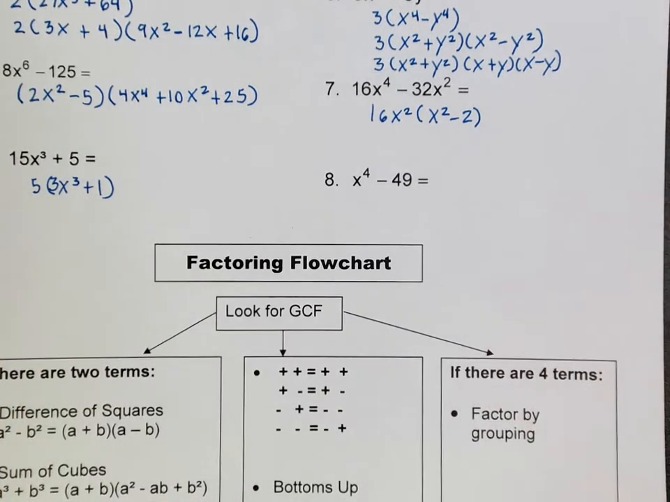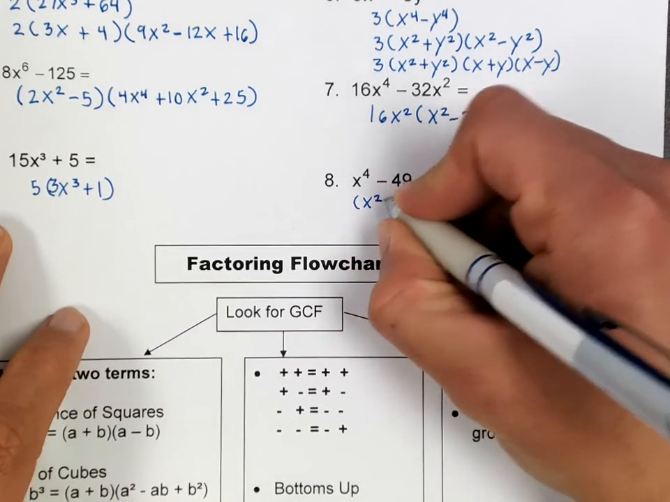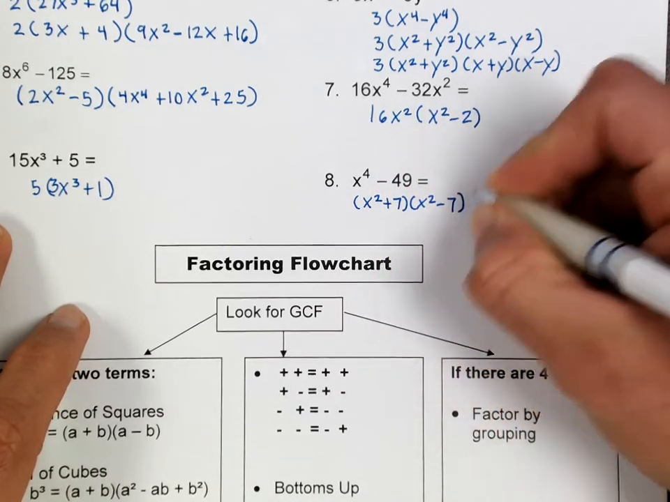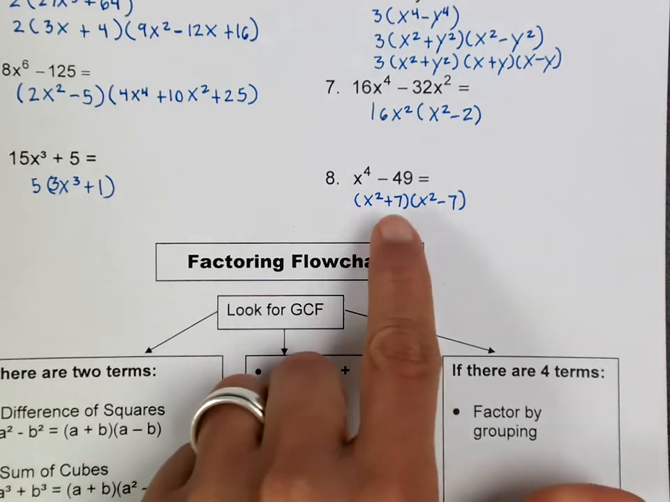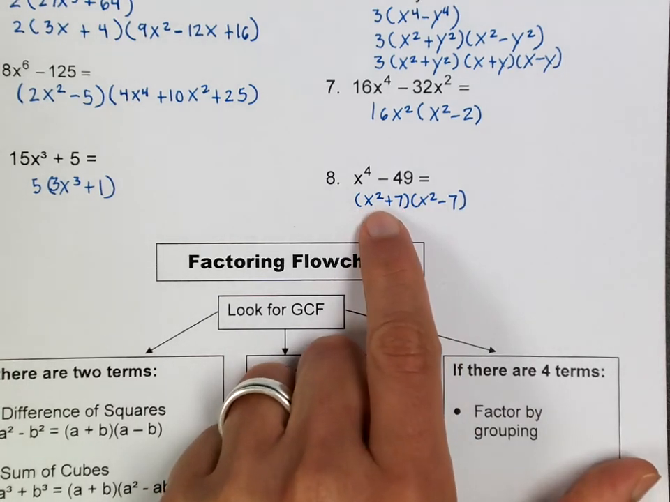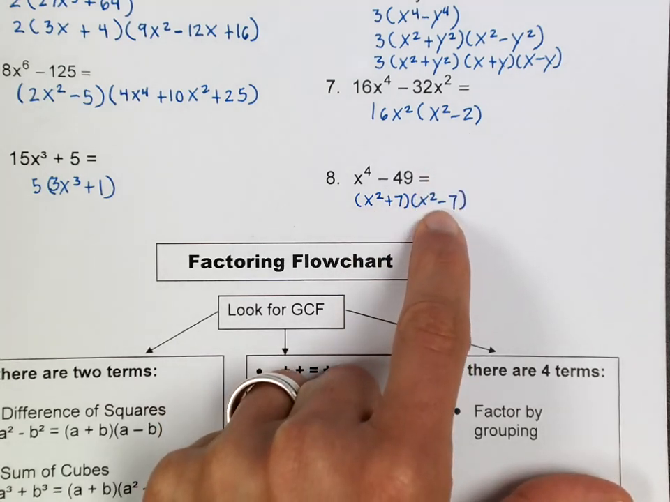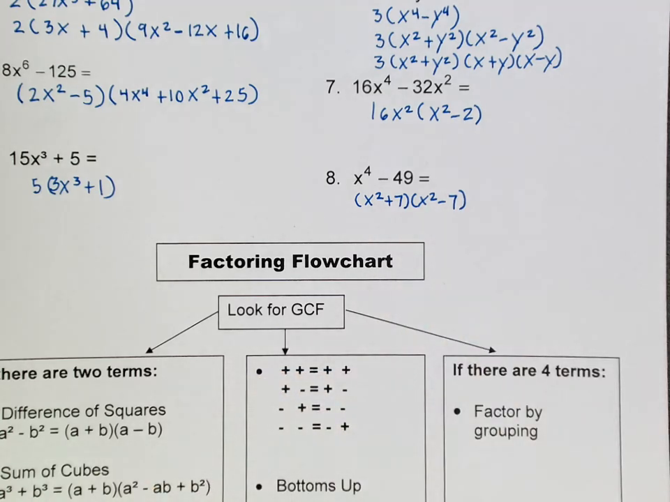Right, on number 8, same thing. This turns out to be a difference of squares. Now, unlike number 5 and 6 here, x squared plus 7 cannot be factored. We already know that. It's not a difference of squares. This one, just like that one, is a difference, but 7 is not a perfect square, so therefore I cannot factor it any further than this.